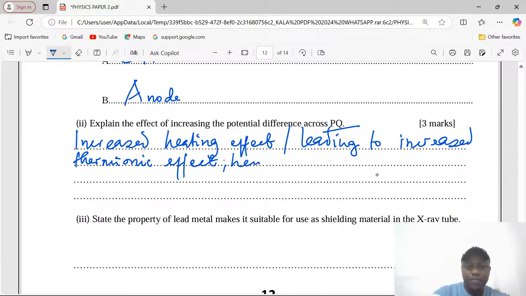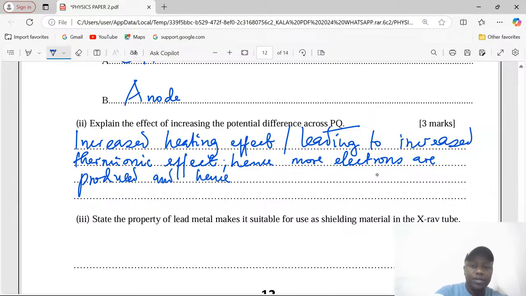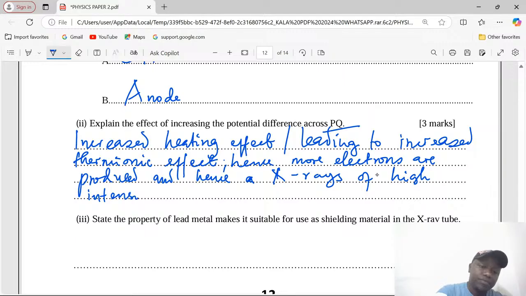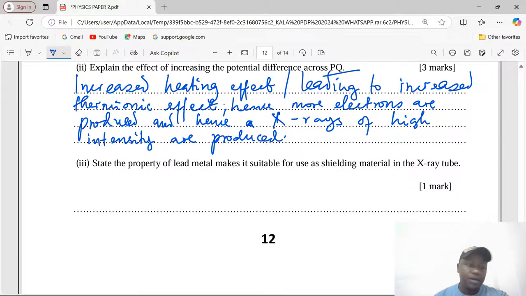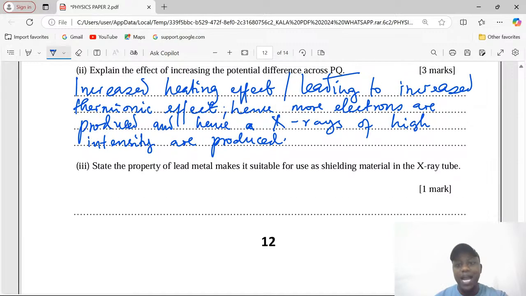We mean, in other words, more electrons are produced, and hence X-rays of high intensity are produced. X-rays of high intensity will be produced.